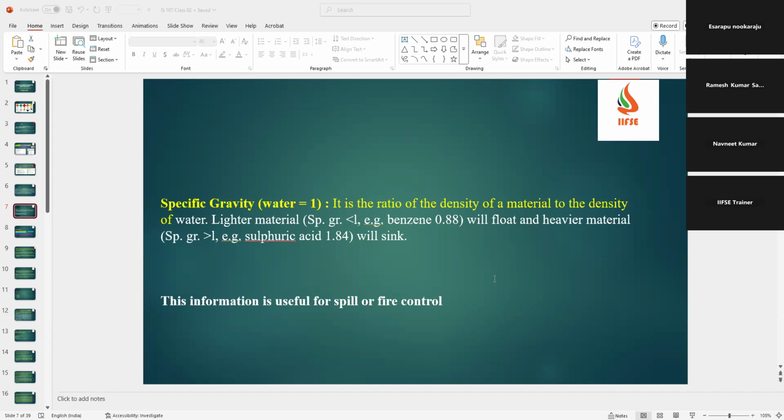So benzene is a corrosive chemical, and it also has flammable nature. Whenever benzene is involved in a fire accident, can I use water there to extinguish the fire? Water use cheyocha? Benzene.